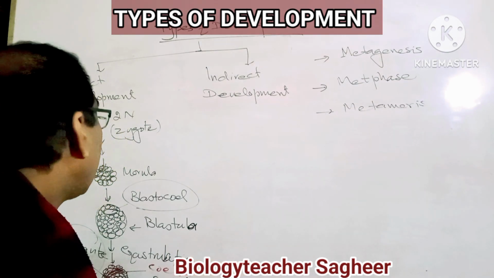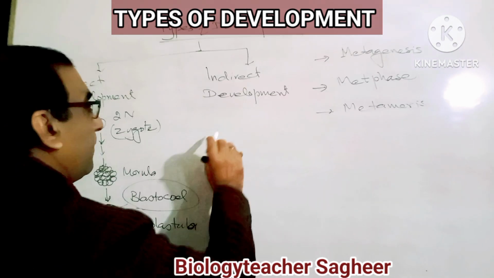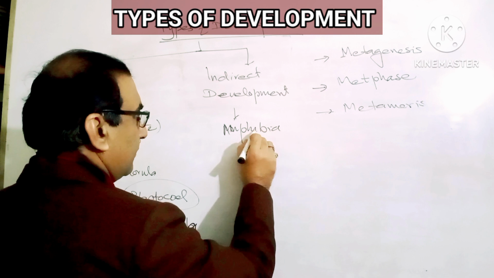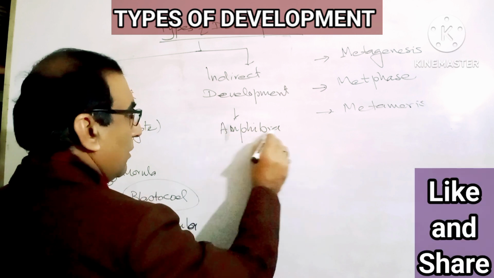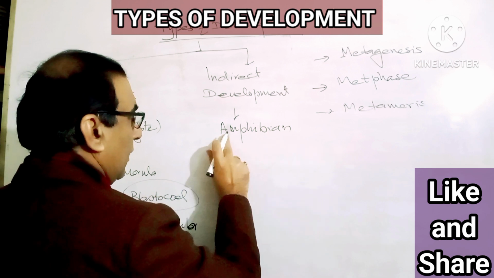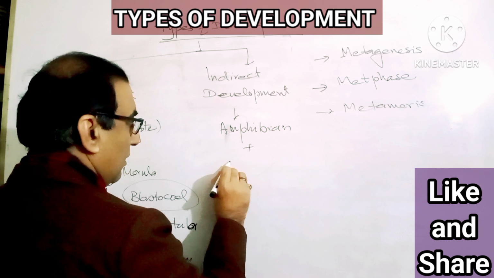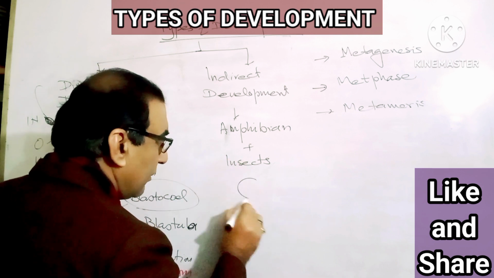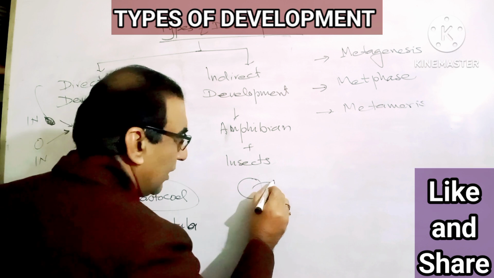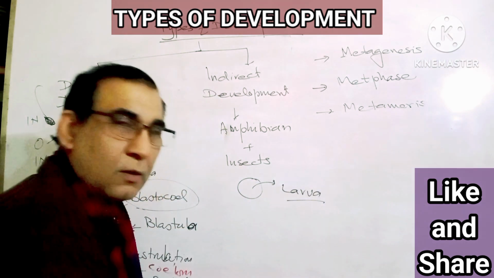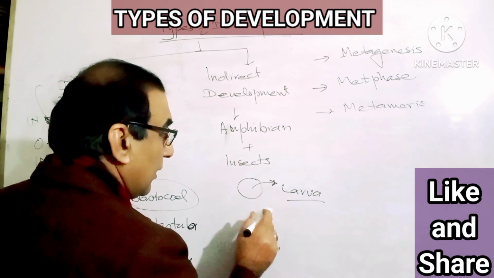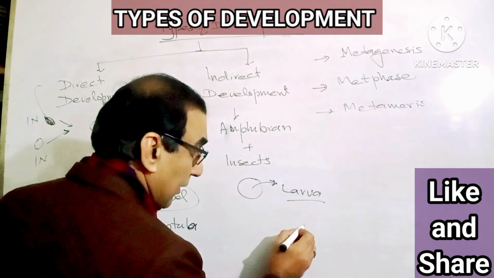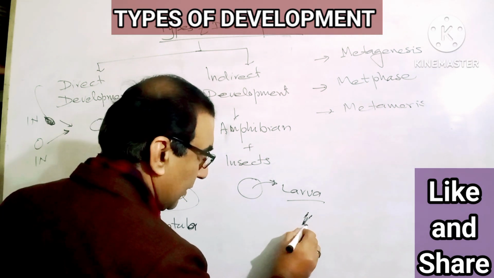animals. For example, in frog, amphibian, and insects, what happens? The embryos, say here is the egg. From the egg, by hatching, something comes out, that is known as larva. The larva is quite different from the adult. The larva can be a caterpillar.